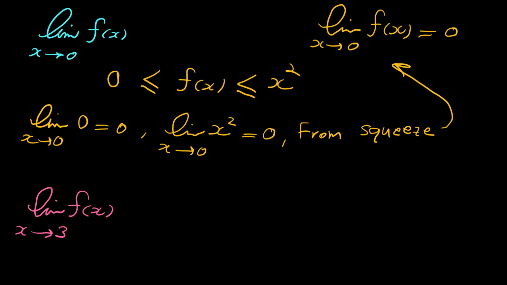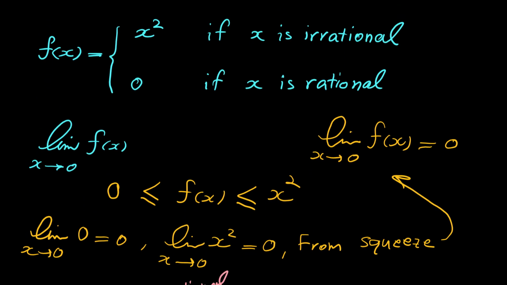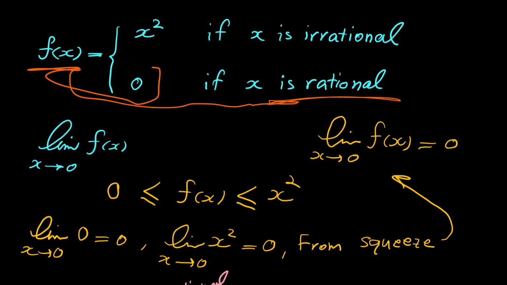Here you can do it this way. Basically the idea is to show that the limit does not exist when x approaches 3. But how can we do it? We consider two cases. We consider one case when x is rational. The other case is when x is an irrational number. If x is rational, we know that the function f of x is always 0.